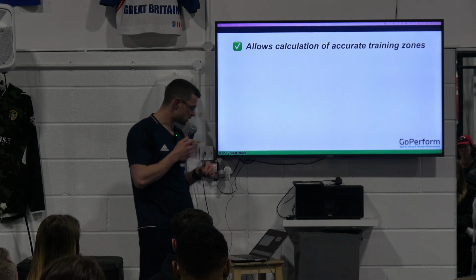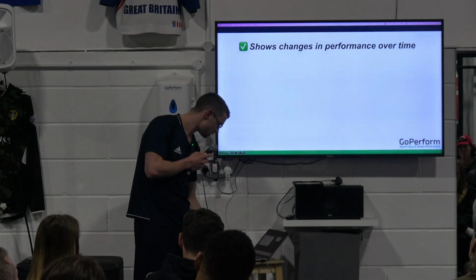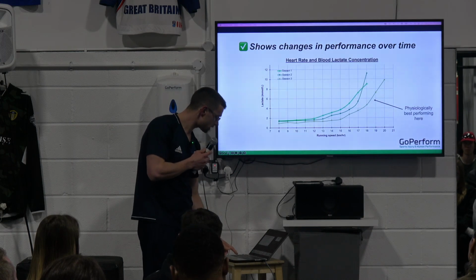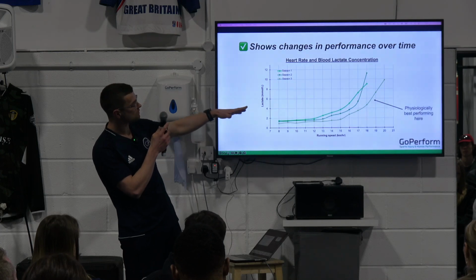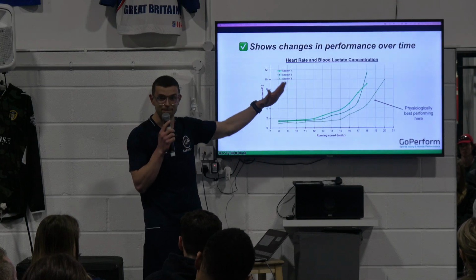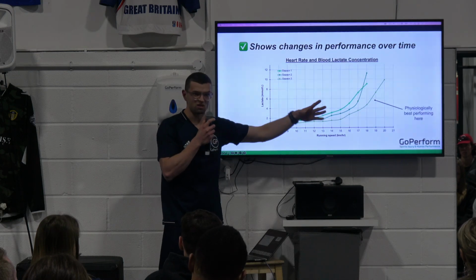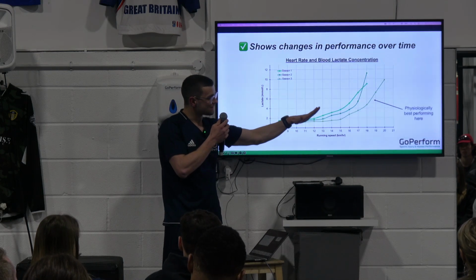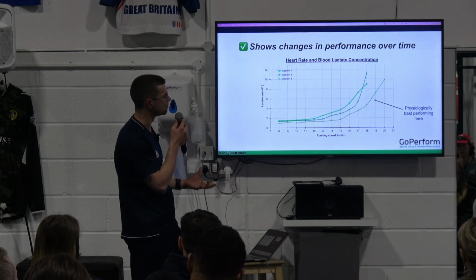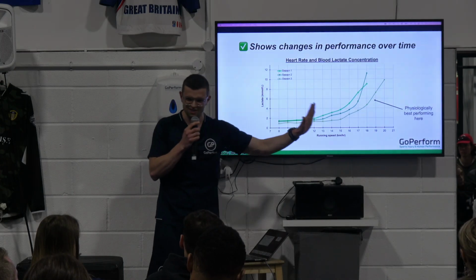It also allows accurate calculation of training zones, and we're going to talk about that in a moment, so I'm just going to brush over it. It can show changes in performance over time. If we look at these three lactate profiles, the further right and down the line is, the better. It means that this lighter green line in season 3, the third season of them training and performing, can maintain a higher speed at a lower perceived effort or a lower lactate concentration. So they would outperform this person, and this person. The further right it is, the better.